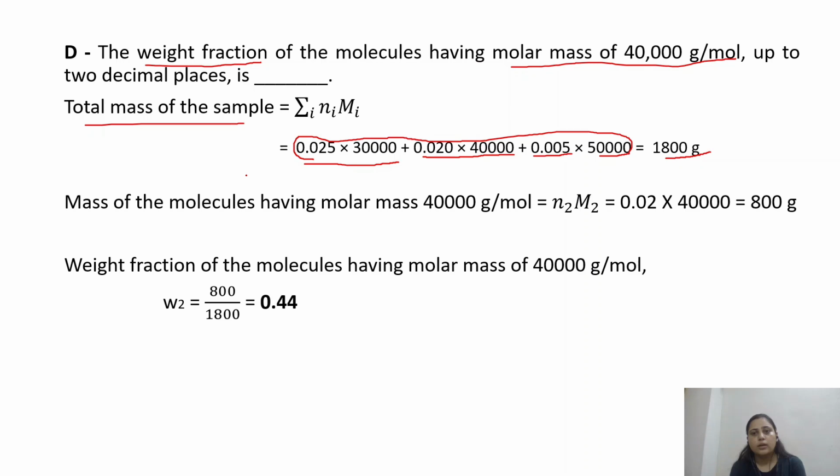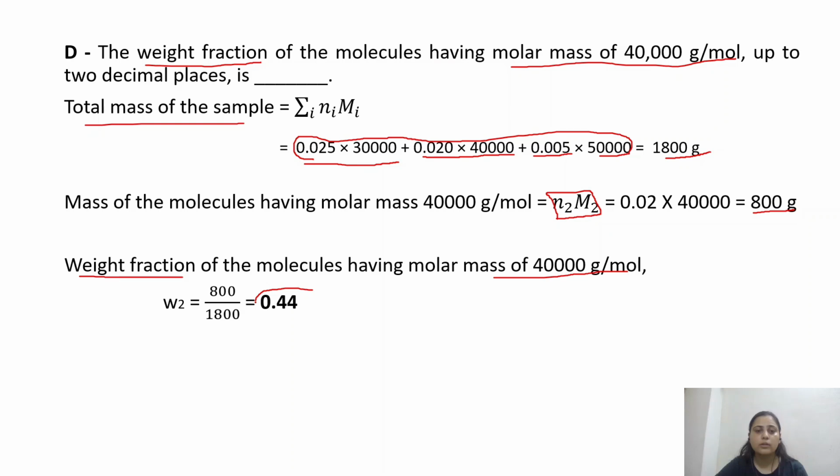Now we need to calculate the weight fraction of the molecules having molar mass 40,000, which is W2, or WY, the chain Y weight fraction. So we'll take its mass, which is 800 gram, divided by the total mass of the sample, which is 1800, and we get 0.44. There is no unit, so 0.44 is the weight fraction.